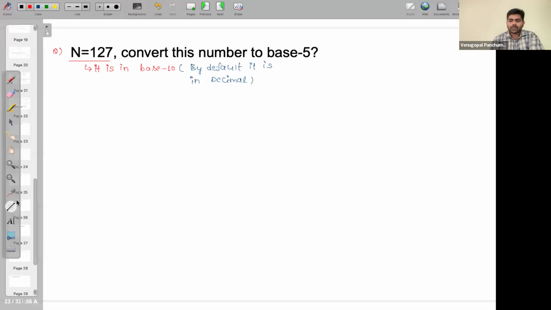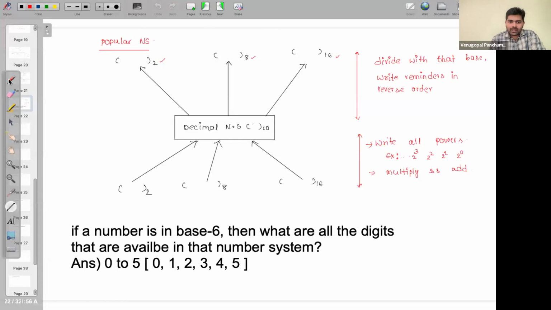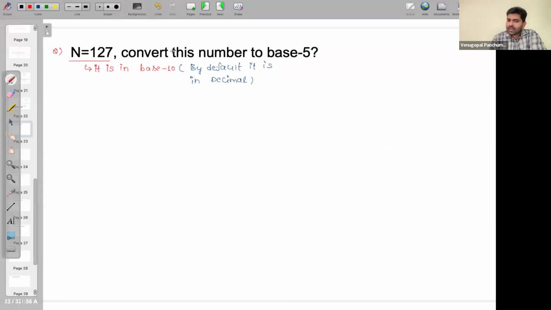That is in base 5. So what is the answer you are getting? 1002. Okay. From decimal, if you want to go to any base, what you need to do is divide with that base and write remainders in the reverse order. Now from decimal, I am going to base 5, which means from base 10 to base 5. So I need to divide and write the remainders. Now see the solution.